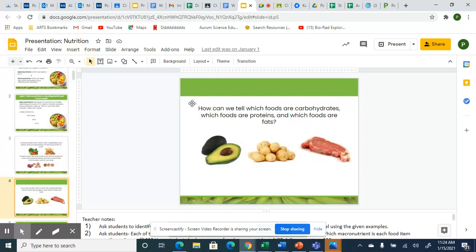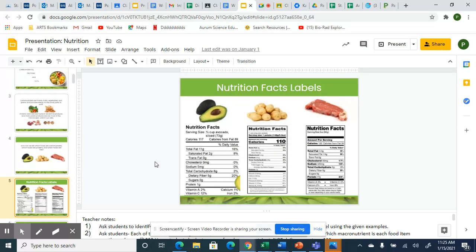So here we have three different things. How can we tell what is what? What do you think each one of these is? We have an avocado, potatoes, and meat. So I know right off the bat a meat is a protein. And we just said fruits and vegetables are carbohydrates, and potatoes have starch in them.